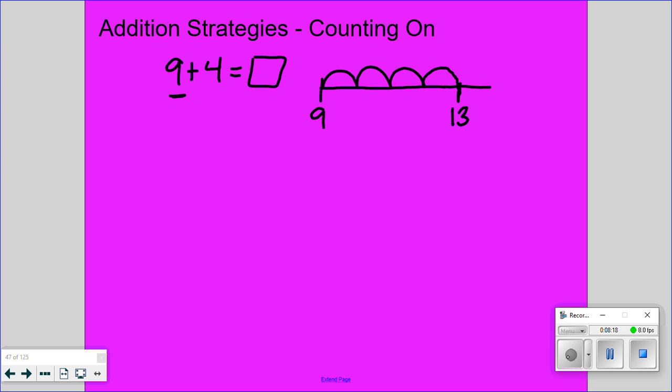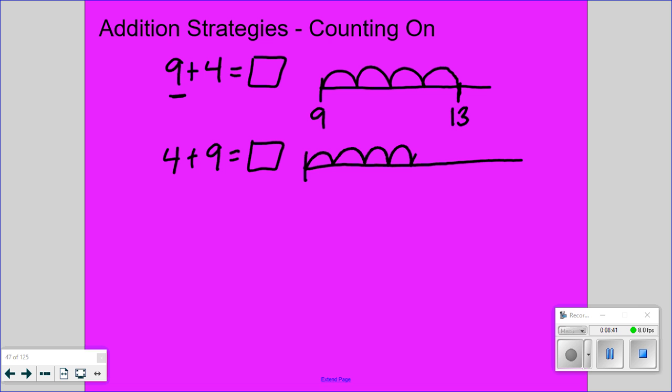Most of you have learned the trick where you can count on any number. So for example, I could start at 4 and count on 9. That will work. It's just going to take longer. 5, 6, 7, 8, 9, 10, 11, 12, 13. I'll still end up at the same number. It's just going to take longer.